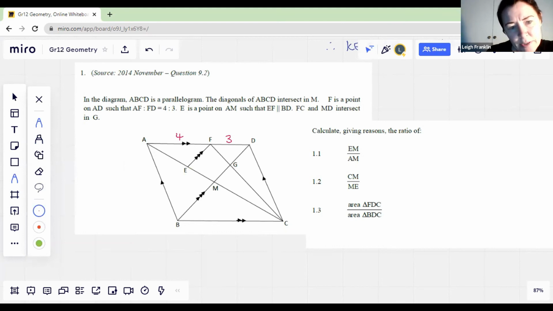EM is this bit. Sorry, it's not a very dark color. And AM is this entire side. The whole thing. Again, this question is telling you which triangle to work in. Which triangle are you working in? Does anybody know? Can you tell me?